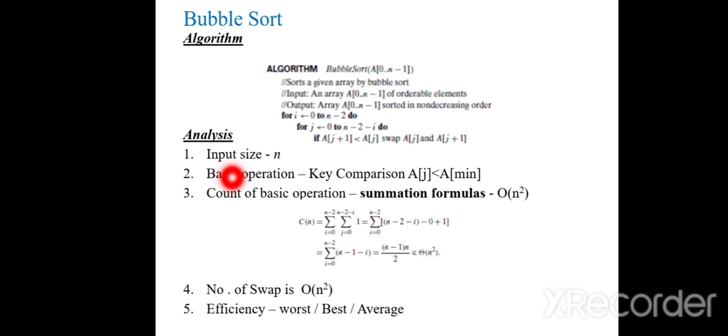The analysis: the input size is n, which is the number of elements. The basic operation is key comparison. The count of the basic operation is given by summation formulas, and the time complexity is big O of n squared. The number of swaps is also big O of n squared. So it works under the best, worst and average case efficiencies.